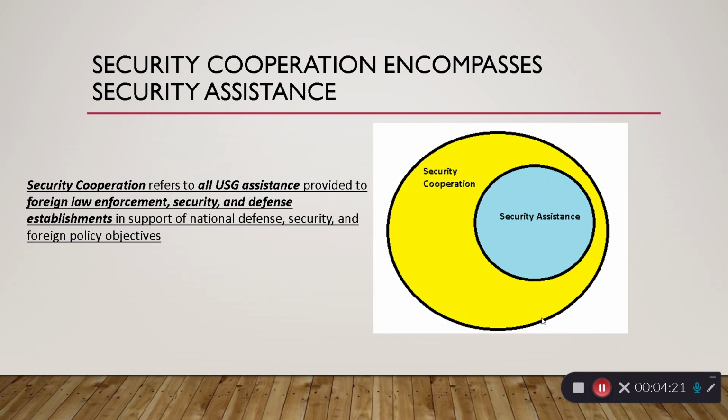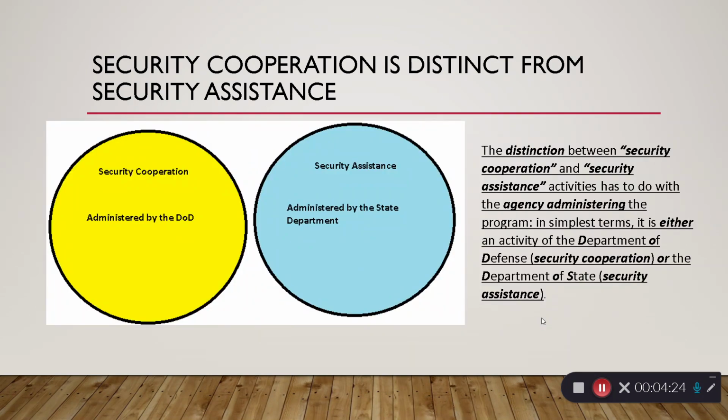That arguably encompasses. However, there are some definitions that put the two as distinct: security cooperation being administered by the Department of Defense exclusively, and security assistance being administered by the State Department exclusively. To support that, there's evidence in the topicality file. It says the distinction between security cooperation and security assistance activities has to do with the agency administering the program. In simplest terms, it is either an activity of the Department of Defense, security cooperation, or the Department of State, security assistance.